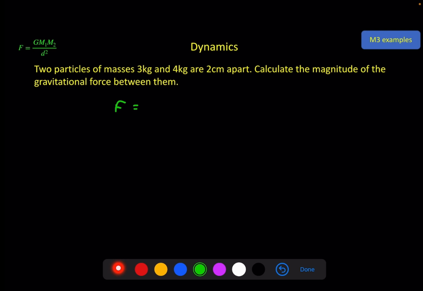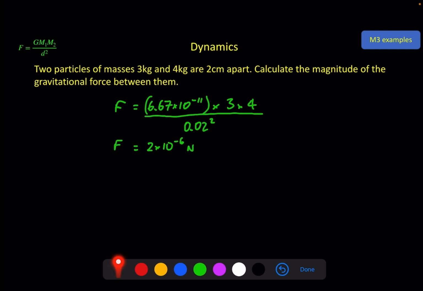F is equal to capital G, 6.67 times 10 to the minus 11, times mass 1, 3, times mass 2, 4, divided by, in meters, 0.02 squared. And that gives us the answer 2 times 10 to the minus 6 newtons. And you could make the comment that although it's tiny, it's not zero. These two are being attracted towards one another with a force.